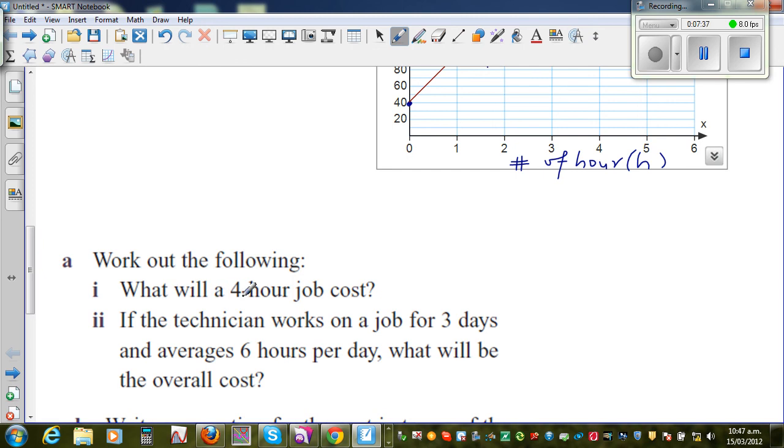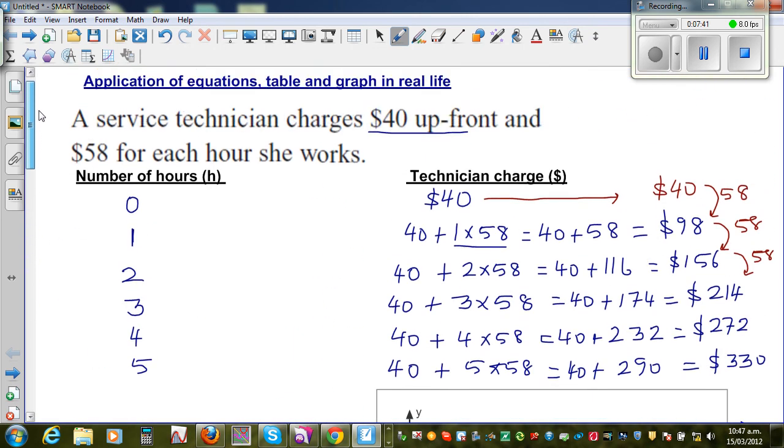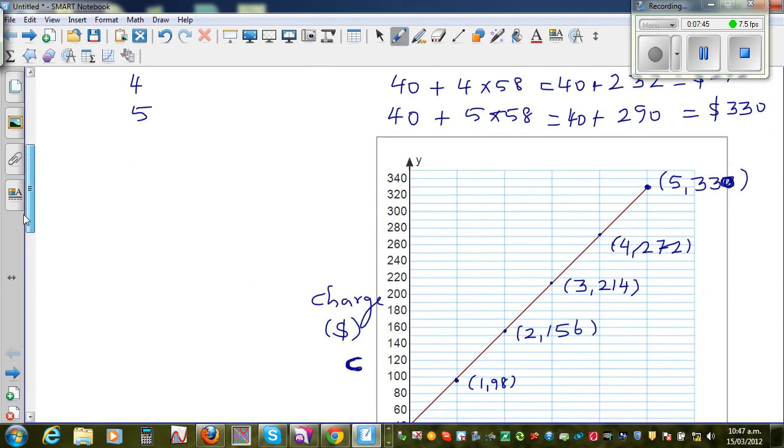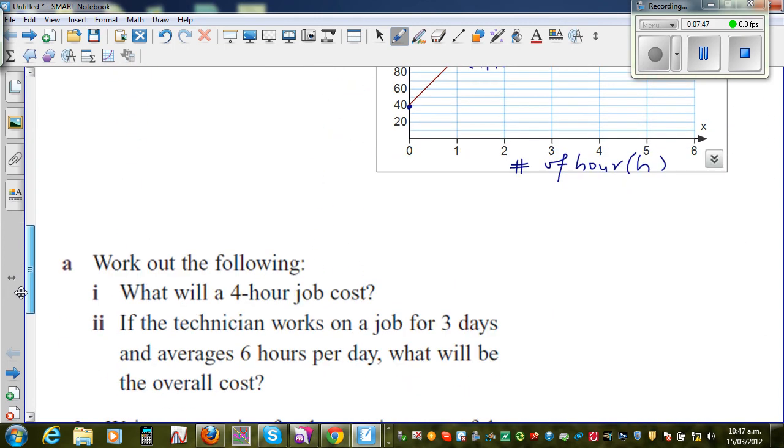What will a 4 hour job cost? You can see from the table, for 4 hours it is 272. Even the graph tells you 4, 272. So your answer is, for a 4 hour job, it is $272.